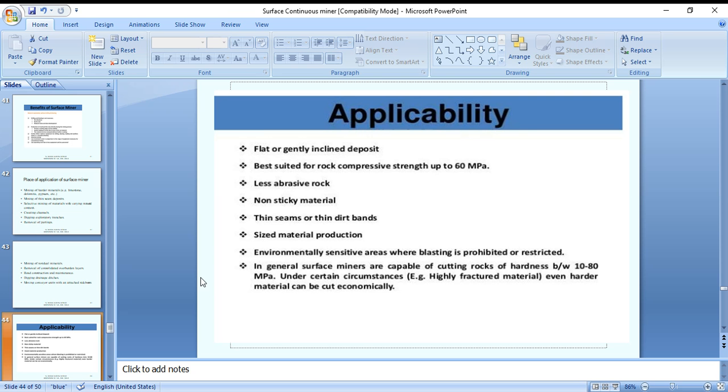This is not correct. When you do laboratory testing with the UTM and take the compressive strength of that particular rock, then only you can apply this. But where it is not accepted, the continuous manner does not work. It should be between 10 to 80 megapascal. Under certain circumstances, with highly fractured material, even a harder material can also be cut economically.